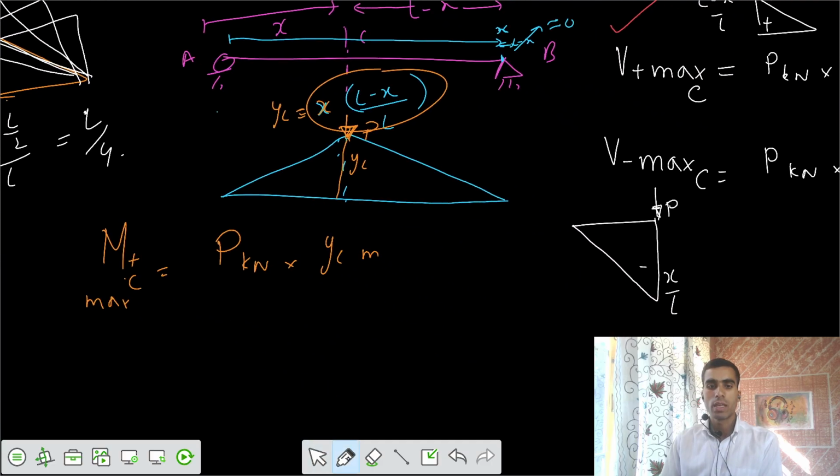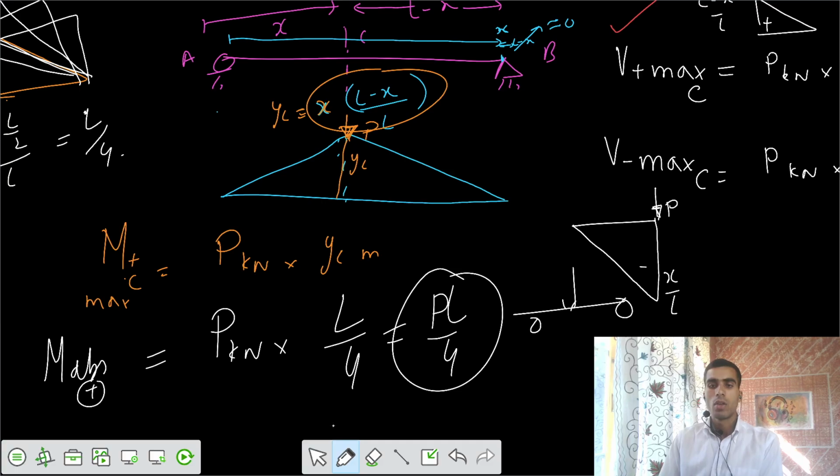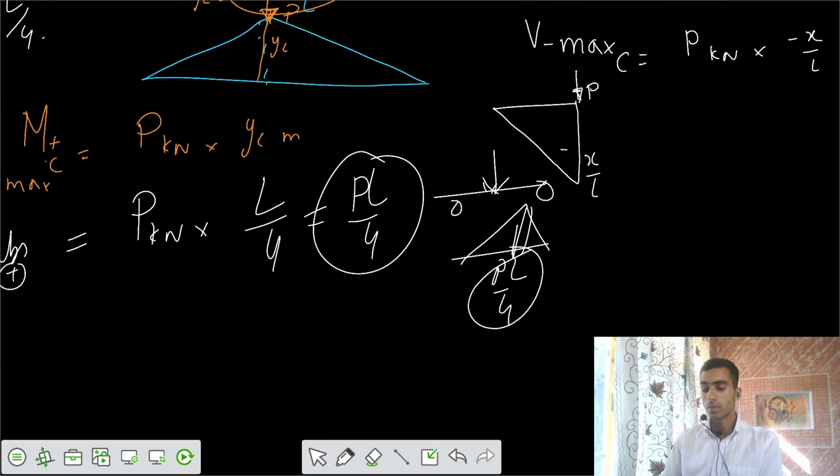So accordingly, I would say the maximum absolute moment because of that single point load is P kilonewton into the ordinate of L by 4, so PL by 4. You already know that if that point load is acting at the midspan, we have a maximum bending moment of PL by 4.